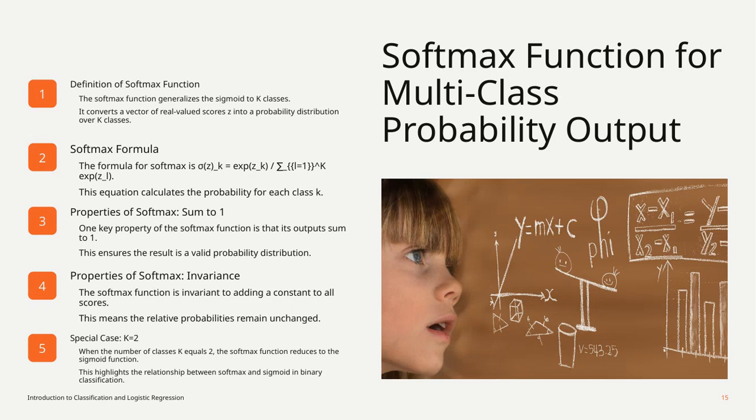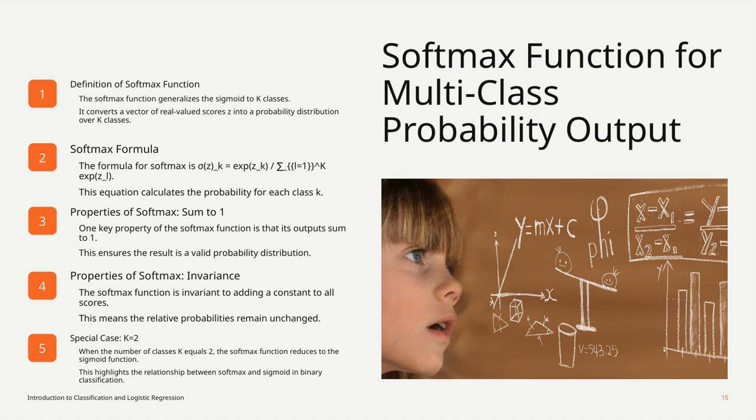Let's now look at how classification and logistic regression connect, especially through the softmax function for multi-class probability output. When we have more than two classes, the softmax function helps us assign probabilities to each class in a way that's both intuitive and mathematically sound.